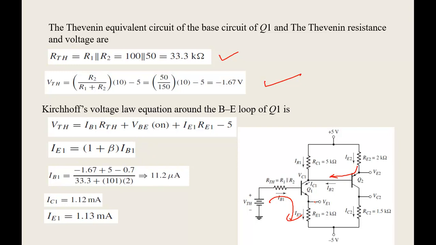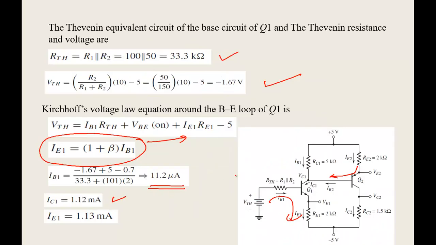What you do is, since IB1 is the missing parameter, we replace IE1 with the equivalent formula, I1 plus beta IB1, and then find IB1 first. Once you know IB1, you can easily find IC1. We know that IC1 is equal to beta IB. So beta is given to you for the transistors.